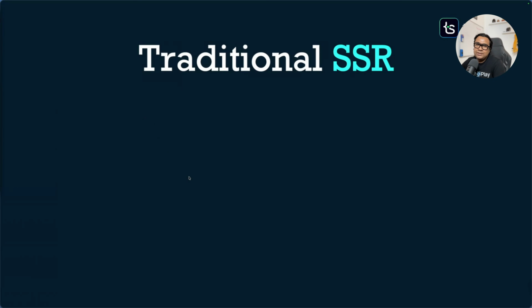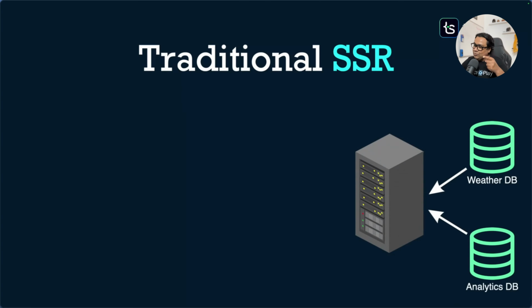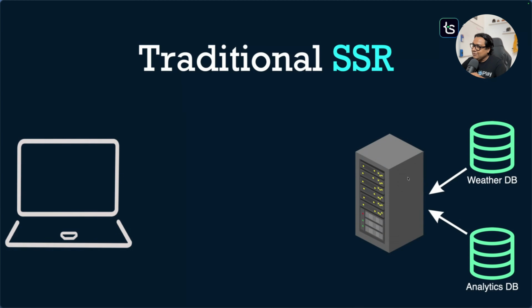The traditional server-side rendering has a massive all or nothing problem. We call it a buffering problem. In a standard SSR, the server is a perfectionist. You're seeing on the screen a server connected to two databases. One is WeatherDB, another is AnalyticsDB. And it is supposed to serve the weather data and the analytics data to the UI that's running over here.